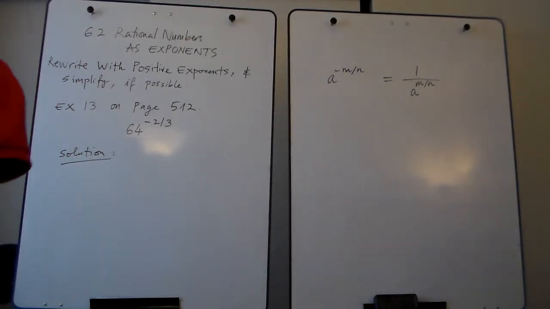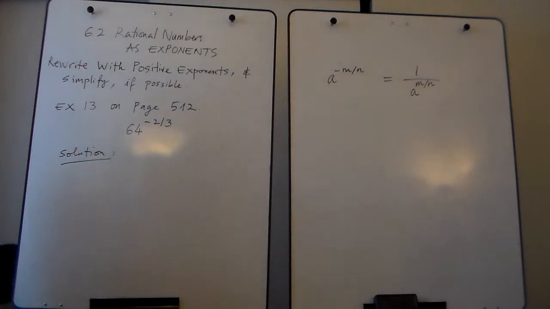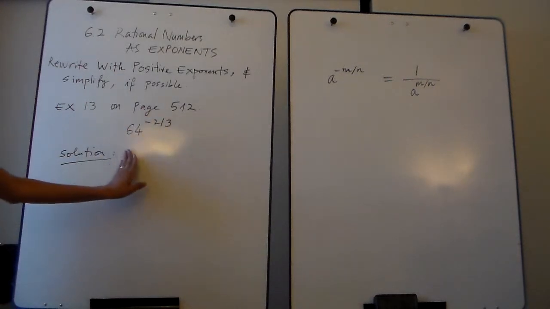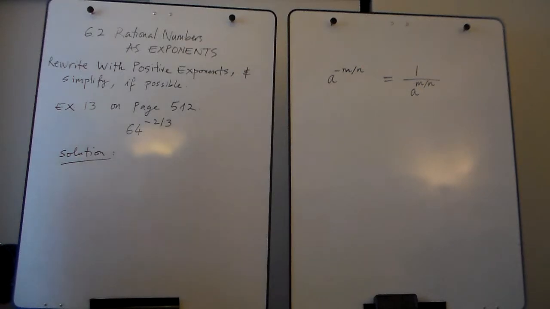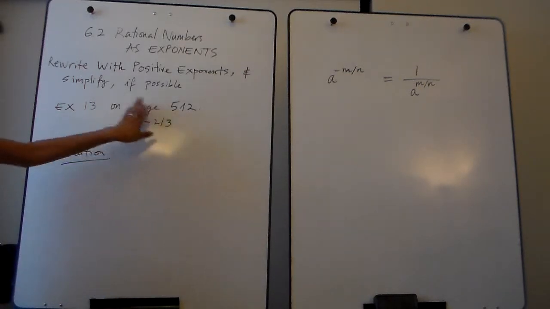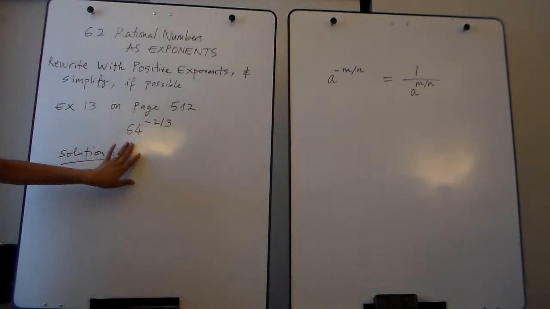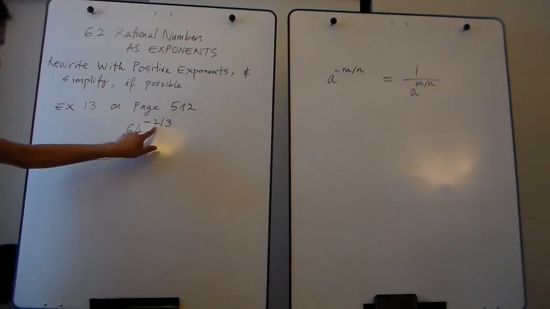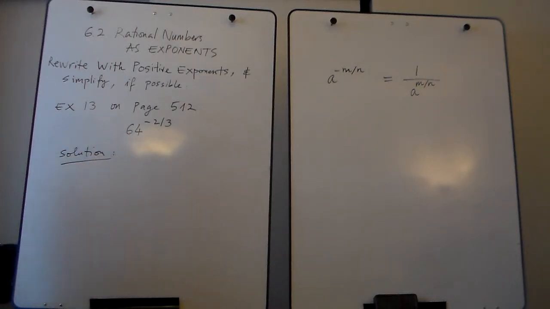Example 13 on page 512. We write this expression with positive exponents and simplify if possible. So we're given this expression, 64 raised to negative 2 divided by 3. So it has a negative exponent. So we need to rewrite this to the form that has positive exponents. Then we need to simplify as much as possible.